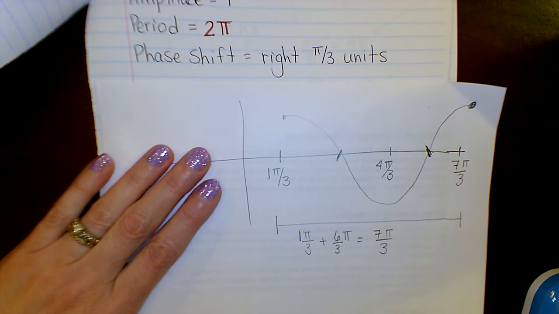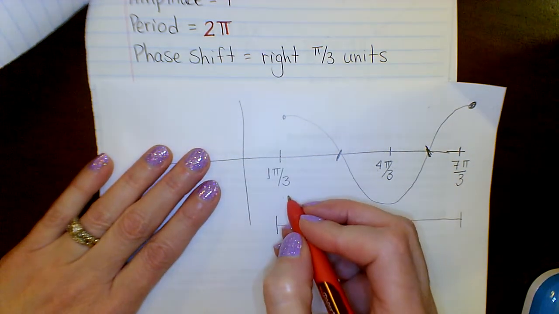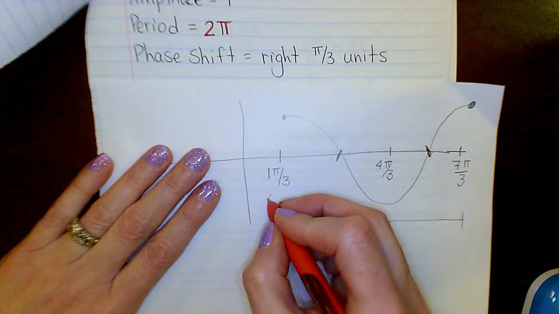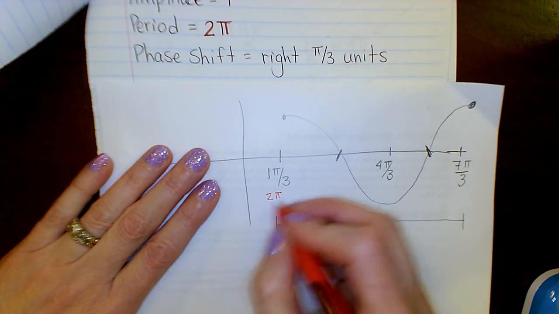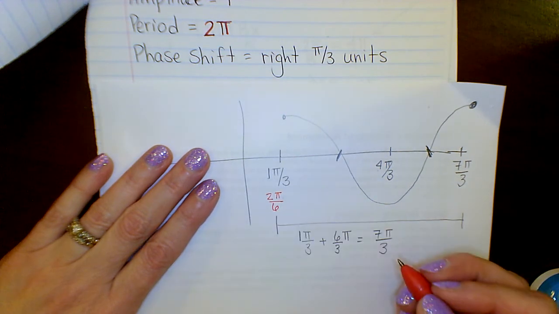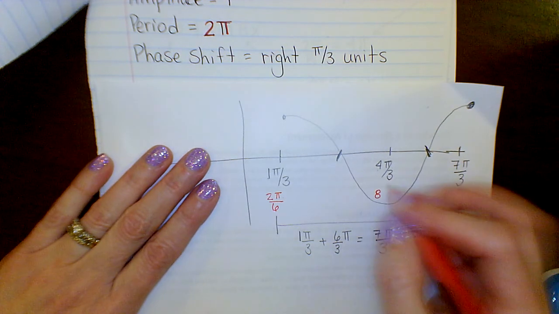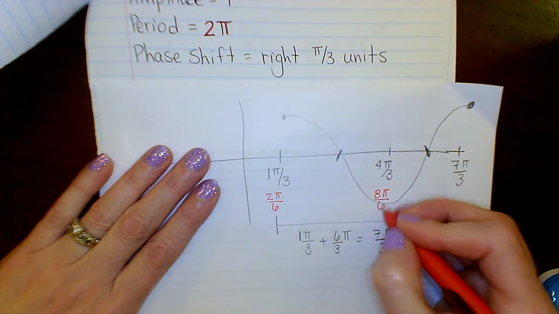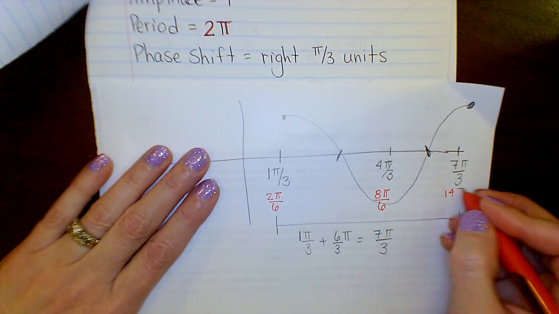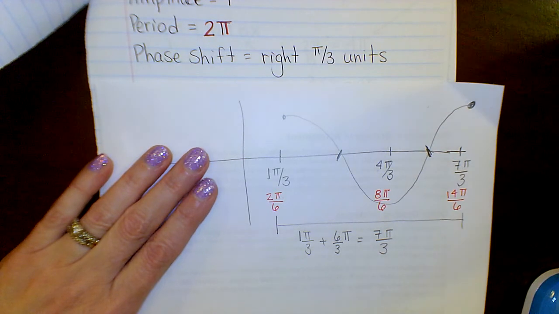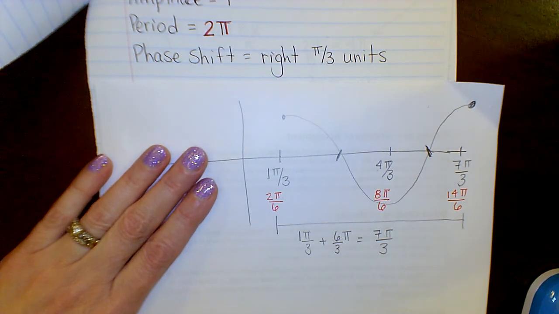Let me grab another color here. I'm going to double this. Okay, I'm going to make that 2 pi over 6. I'm going to double the top and bottom here. That's going to be 8 pi over 6. I'm going to make that 14 pi over 6. Well, what in the heck did that just do?